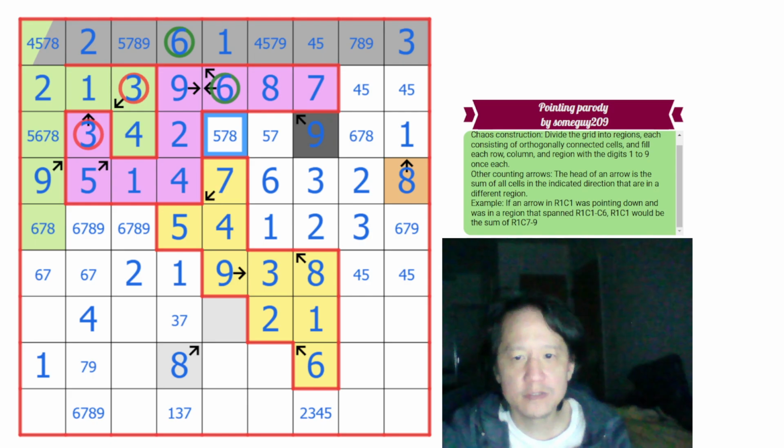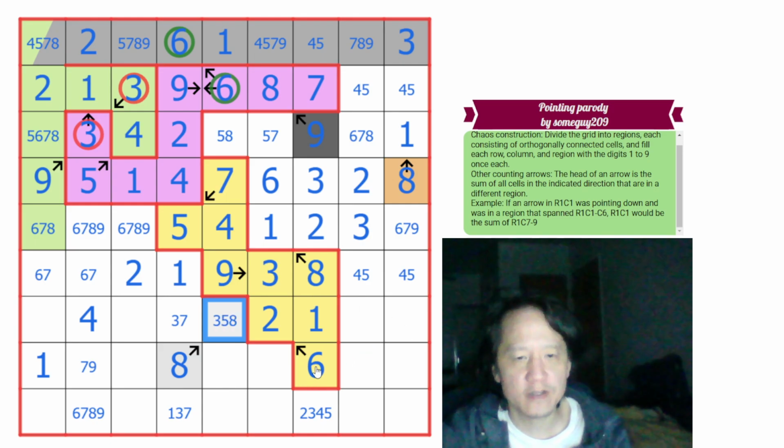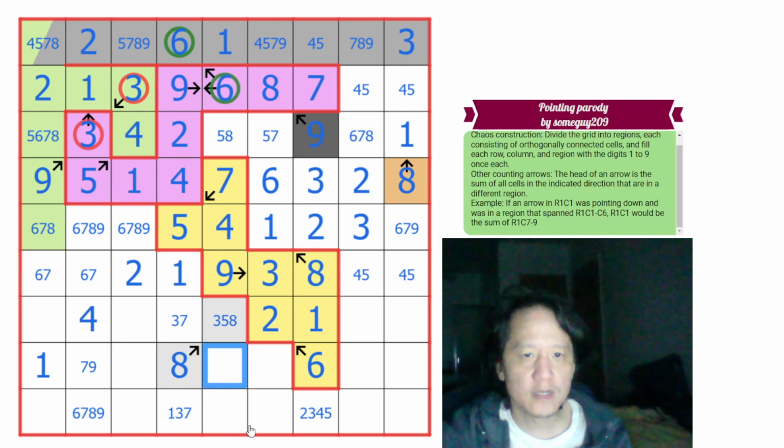This can't be 7 anymore. This can't be 1, 2, 4, 6, 7, 8, 9. Or 7, 6, 7, 9. So this is 3, 5, or 8. This can't be 8. Where's the 2s? One of the 2s is here.